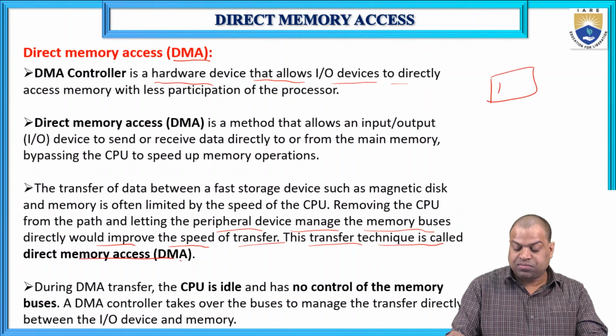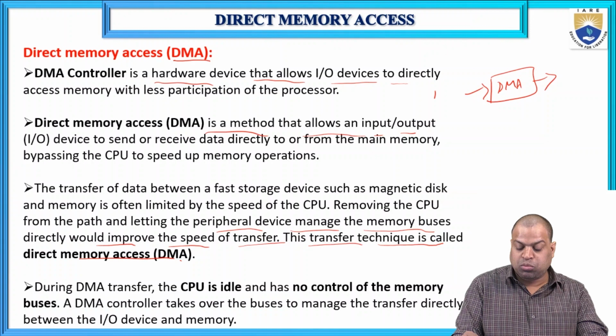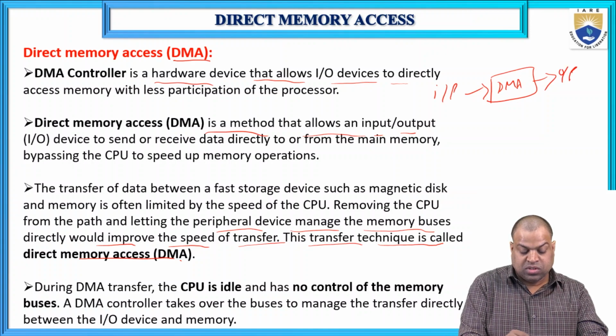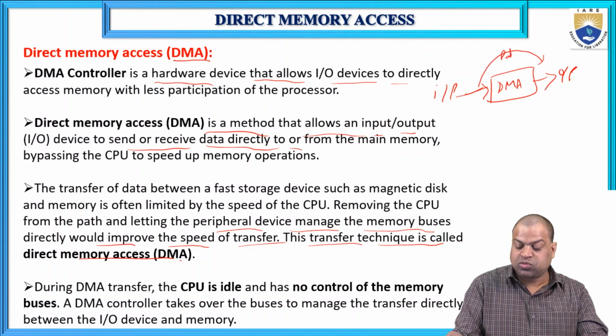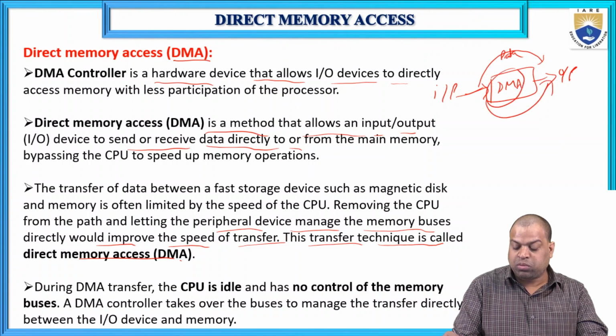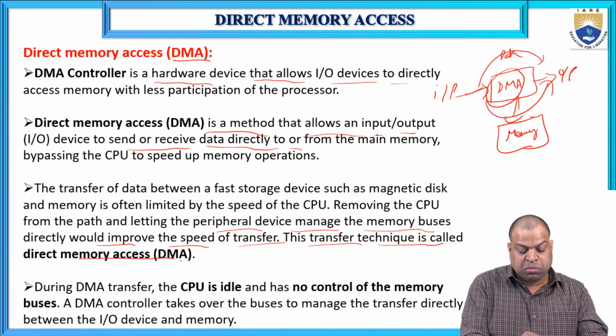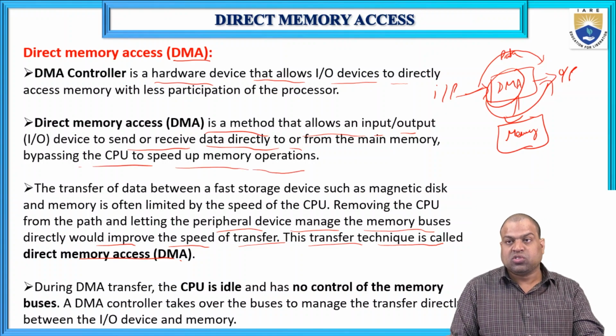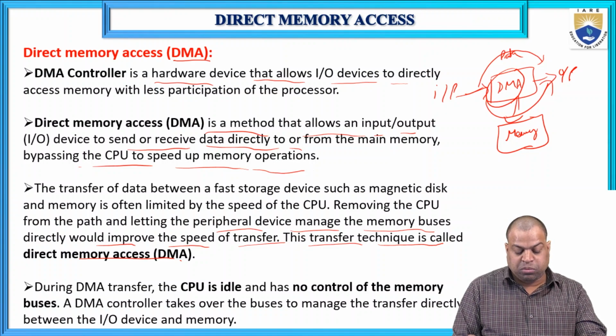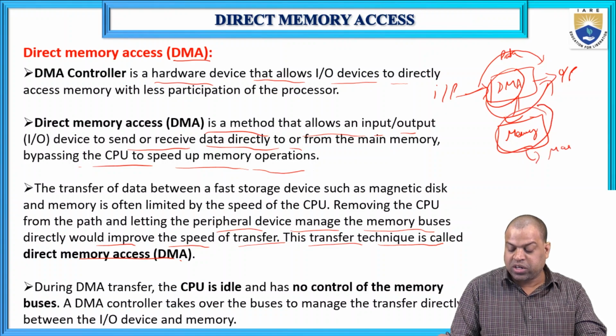So DMA allows input and output devices to send or receive data directly. The data will be transferred from input to output with the help of DMA and main memory, so we need DMA with memory. Memory is internally connected to this, bypassing the CPU to speed up memory operations. So without a CPU, we are passing the information with speed up, and transferring data between a fast storage device, such as a magnetic disk, and memory.